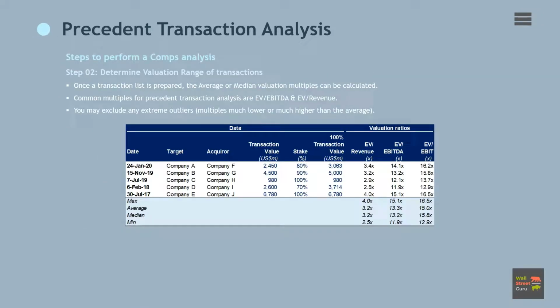Step 2. Determine valuation range of transactions. Once a transaction list is prepared, the average or median valuation multiples can be calculated. The most common multiples for precedent transaction analysis are EV to EBITDA and EV to revenue. An analyst may exclude any extreme outliers, such as transactions that had EV to EBITDA multiples much lower or much higher than the average.